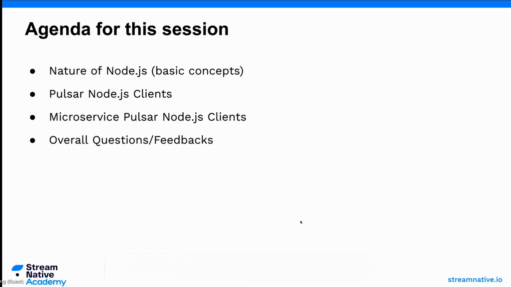The second module will jump into the Pulsar Node.js clients. Talk about all the different functions the Node.js client provides and what properties you can set up to connect to Pulsar brokers and start to consume or produce data. The next module will be microservice. How do you make your Node.js client become a microservice? Containerize it, so make it run in Kubernetes, right? So there are 3 modules we're going to go through today.